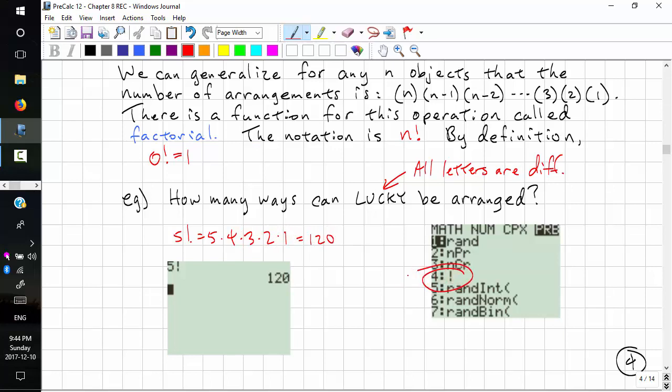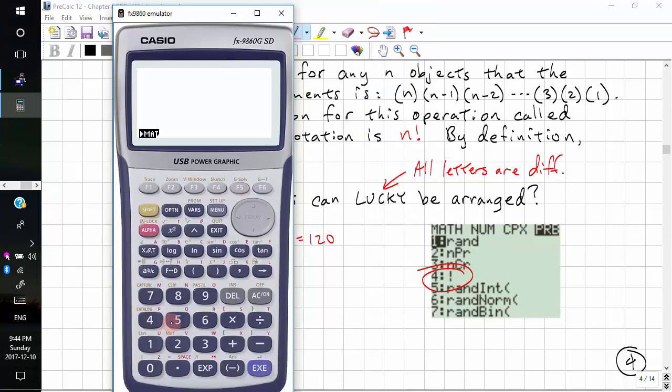On the Casio, enter 5, we enter options, we press F6, and we go to probability, that's F3, and then we press F1 and execute, and we get 120. So it's not difficult on either calculator to do this.